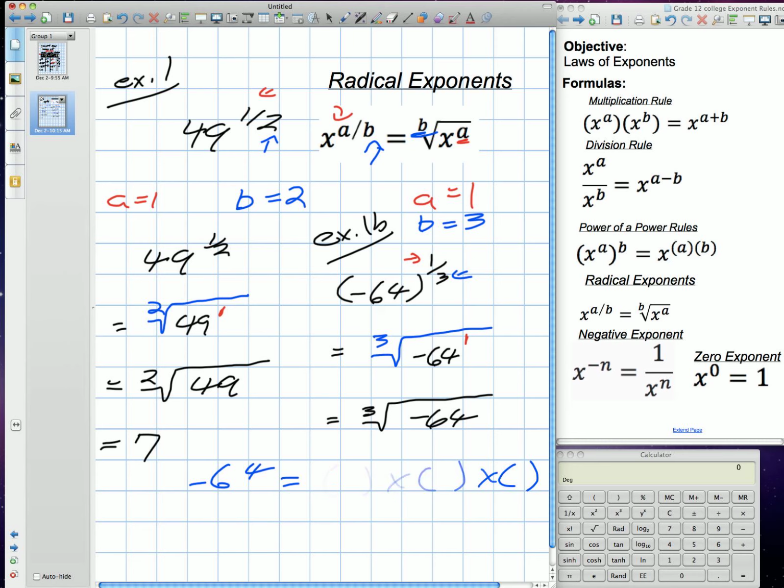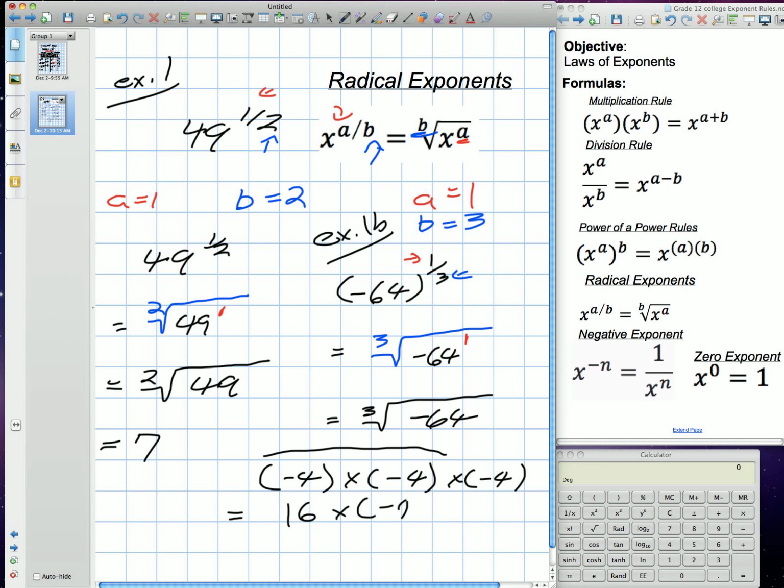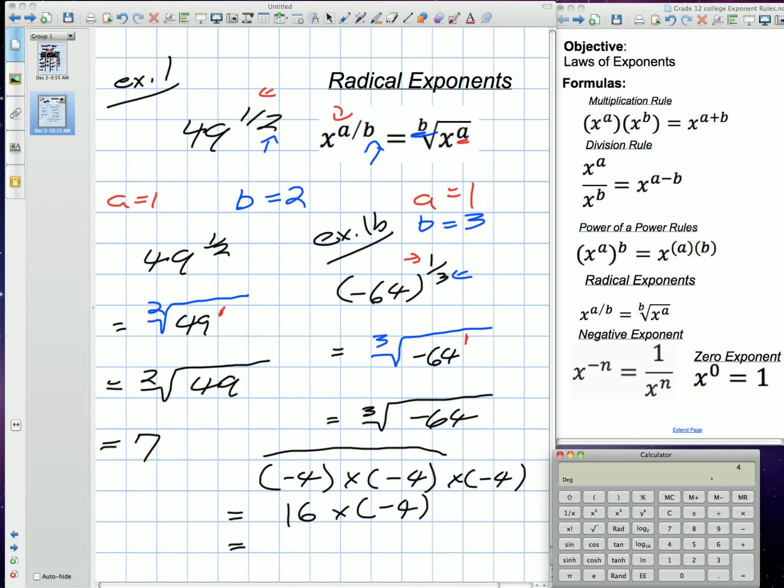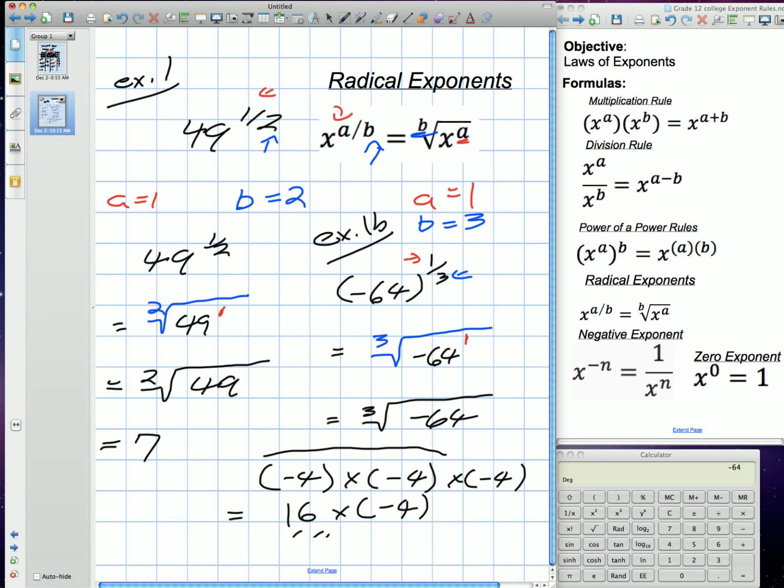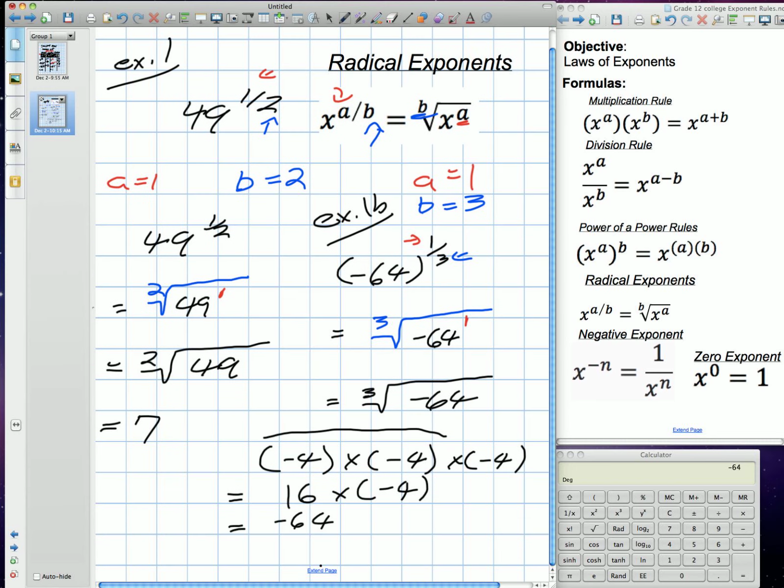What is it? Negative 4. So if we take negative 4 times negative 4 times negative 4, let's take a look. We'll do it just in pairings to start. What's negative 4 times negative 4? Positive 16. So I have positive 16 times negative 4. All right, let's do this on the calculator. 16 times negative 4. Can you guys see that? Negative 64. So the third root, let's put our answer down here.